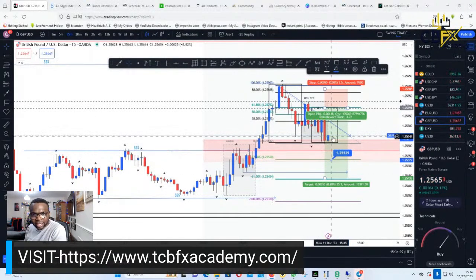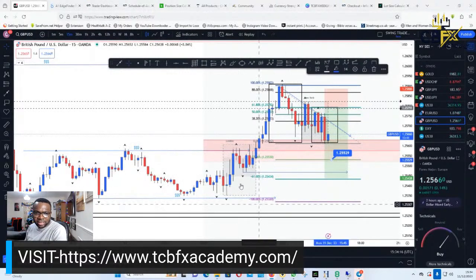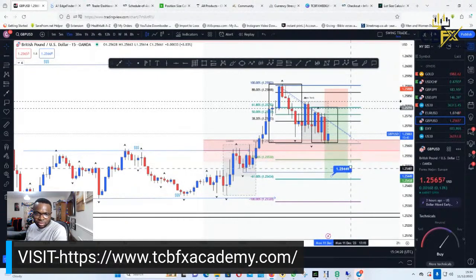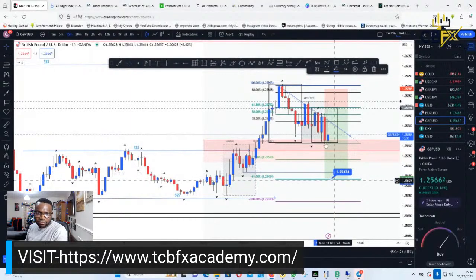Do not buy here. It's not ready. Let it drop and break out of this equilibrium. Take out liquidity to the lower side, even to this low. It might even drop to this low, to 61 here. This is where I'm looking to buy if I have to buy this market.